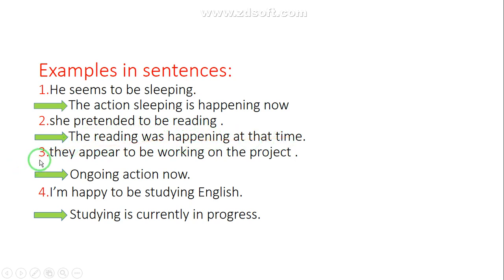And example number 3, they appear to be working on the project. Ongoing action now. And example number 4, I'm happy to be studying English. Studying is currently in progress.